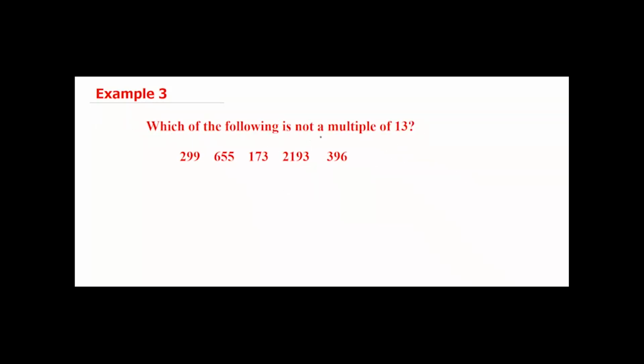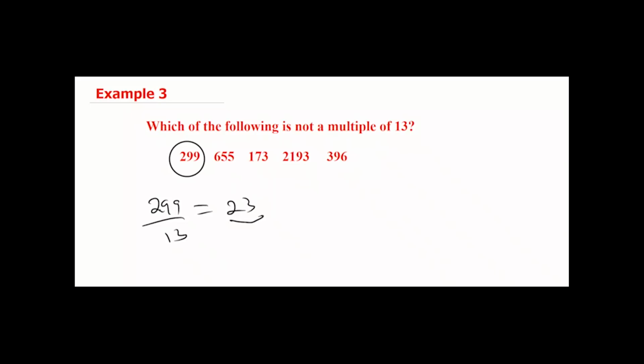So let's look into another example. Which of the following is a multiple of 13? Any number that is a multiple of 13 should be divisible by 13, and that will give us the position of that number. So pick up your calculator once again. Divide 299 by 13, and your answer will be 23. So this is a whole number, and it tells us that 299 is a multiple of 13, and its position is 23rd. So I can circle this.